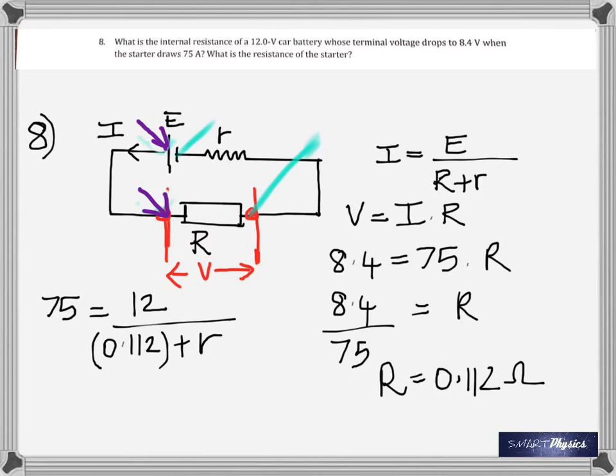Resistance of the load, of the starter. Now can we go ahead and find the internal resistance? Because you have to find both. Look, that's two questions, not one. What is the internal resistance?